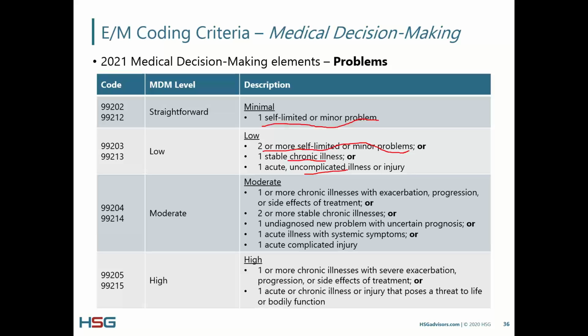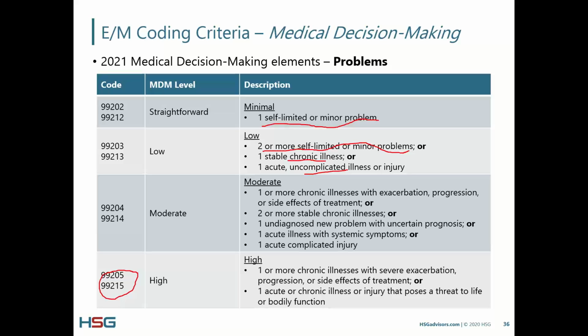As we get to the level 5 codes, it has to be 1 or more chronic illnesses with severe exacerbation, progression, or side effects of treatment, or an acute or chronic illness or injury that poses a threat to life or limb, life, sight, or limb, right? So this might be really tough to get, as we look at most of our office visits. It may be very difficult to achieve a level 5 code in this area.